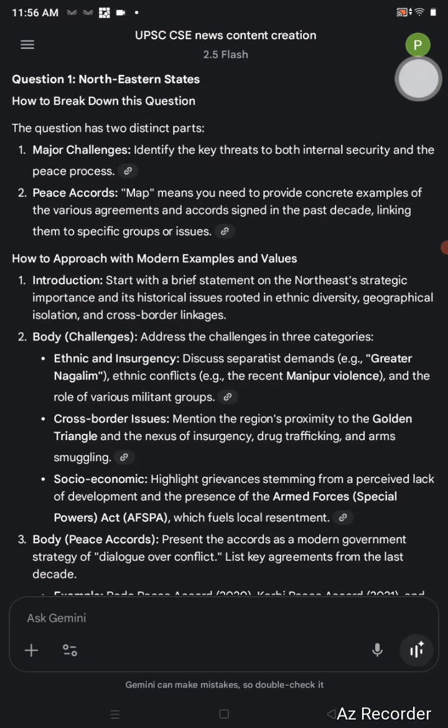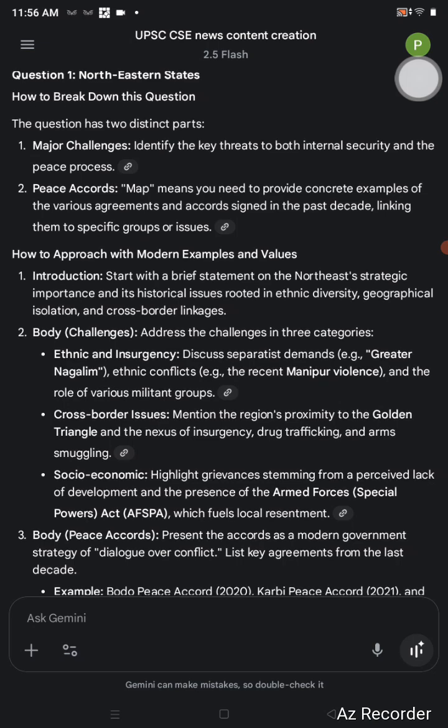In the introduction, what can you write? You can start with a brief statement on the northeast's strategic importance, and its historical issues rooted in ethnic diversity, geographical isolation, how it is isolated from other states, and its cross-border linkages. And I will say here you can draw a map on these issues. That will give you an extra edge. So this will be a very good introduction.